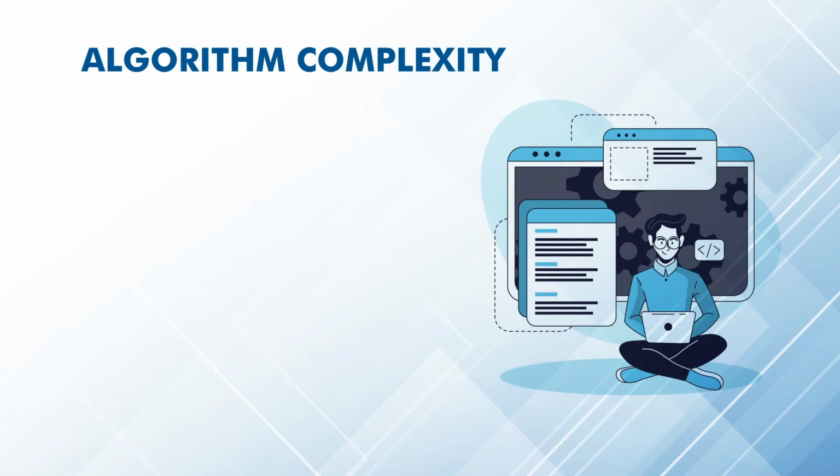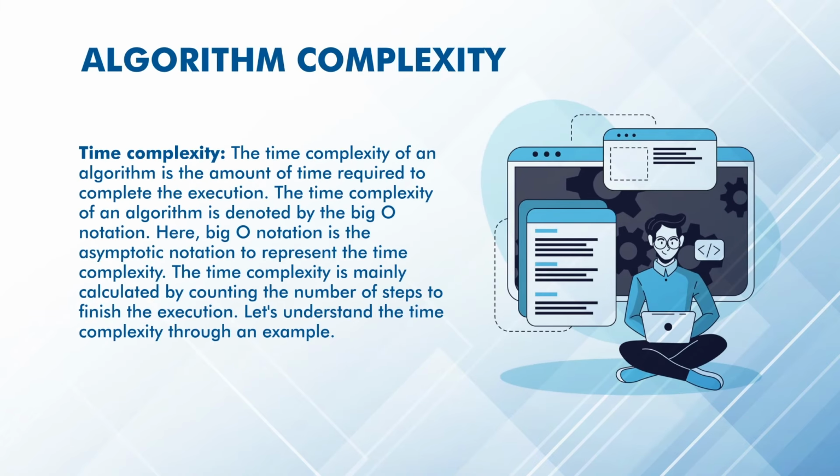What is algorithm complexity? The performance of an algorithm can be measured by 2 factors. Time complexity first. The time complexity of an algorithm is the amount of time required to complete the execution. The time complexity of an algorithm is denoted by big O notation. Here, big O notation is an asymptotic notation to represent the time complexity. The time complexity is mainly calculated by counting the number of steps to finish the execution. Let's understand the time complexity through an example.